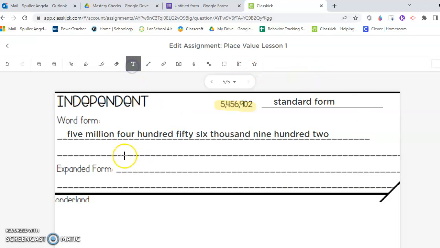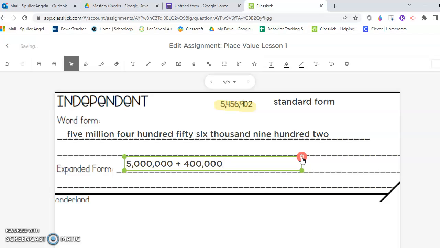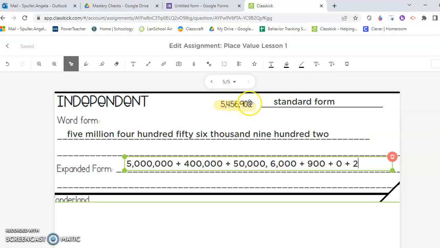Now, expanded form, you should have said 5 and then put 6 zeros behind it, plus 4 with 5 zeros behind it, plus 5 with 4 zeros behind it, plus 6 with 3 zeros behind it. Plus 9 with 2 zeros behind it. Plus, now here's where it's tricky. Do I put the 0 and then plus 2? No. If there's nothing in a place value, you just leave that one alone. So we'd say 900 plus 2.